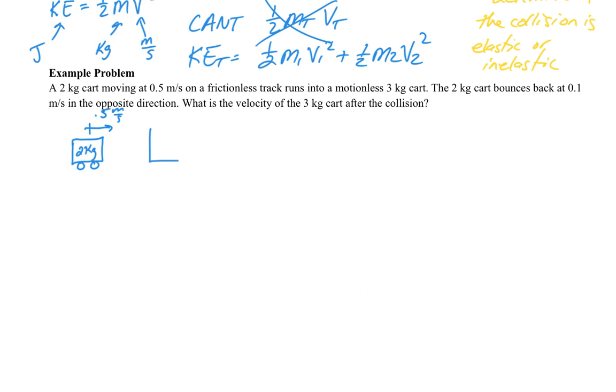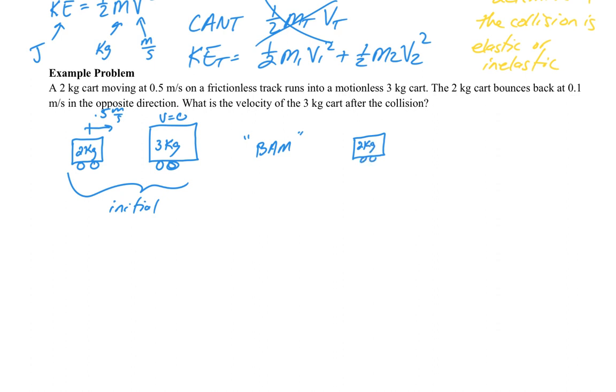and that it's moving at 0.5 meters per second. And it says it runs into a 3-kilogram cart, so I'm going to draw that a little bigger, whose velocity is 0. So this is the initial condition. And then bam, they run into each other. Okay, so here is my 2 kilogram cart. And here is my 3 kilogram cart.